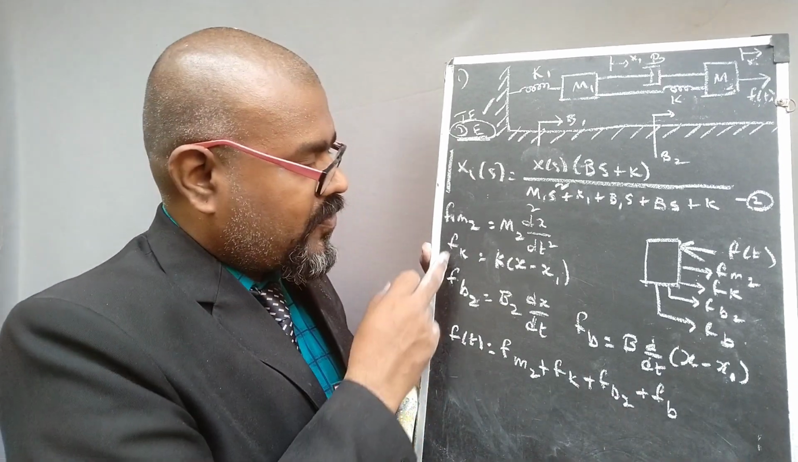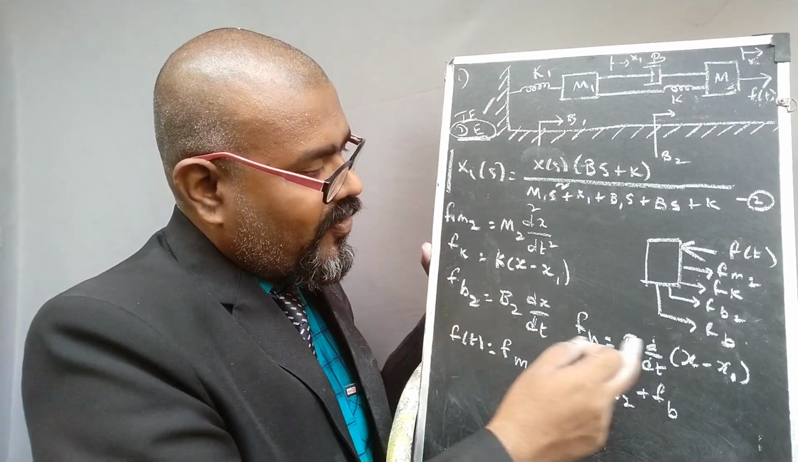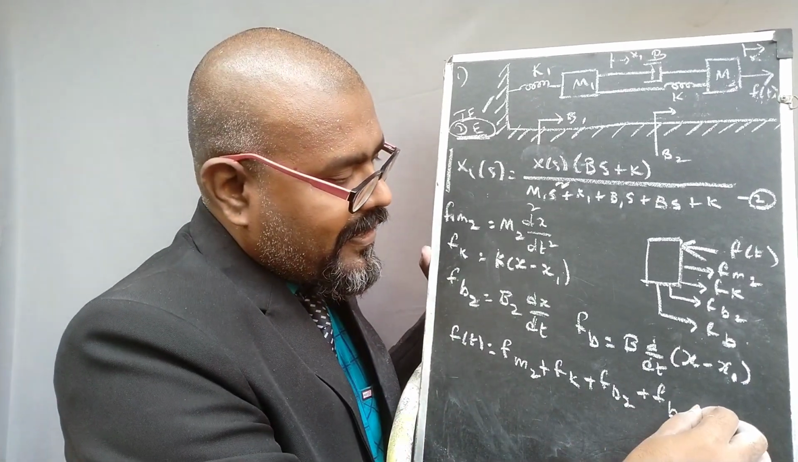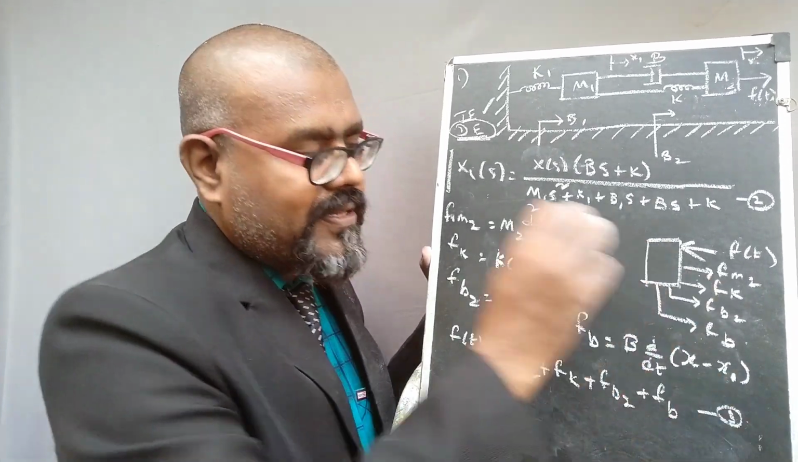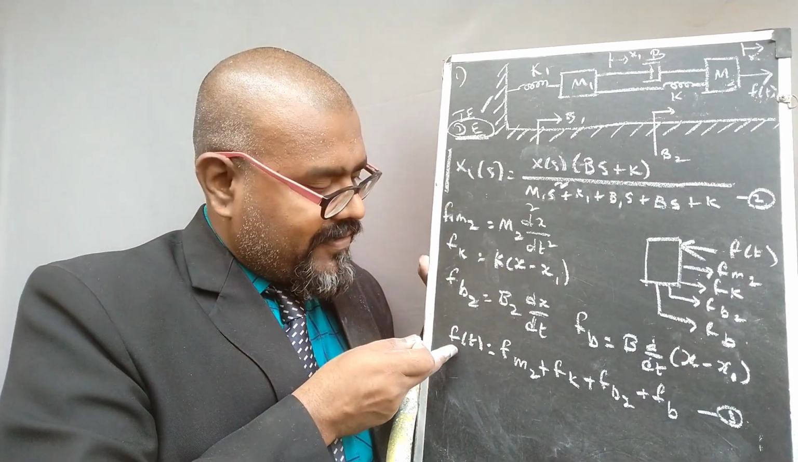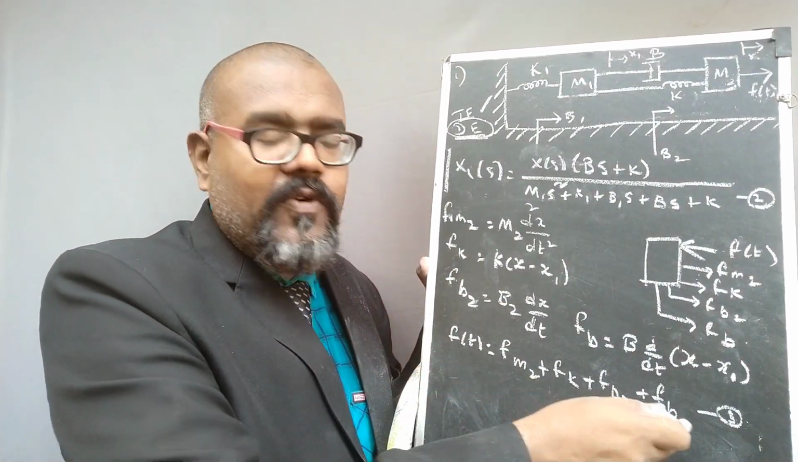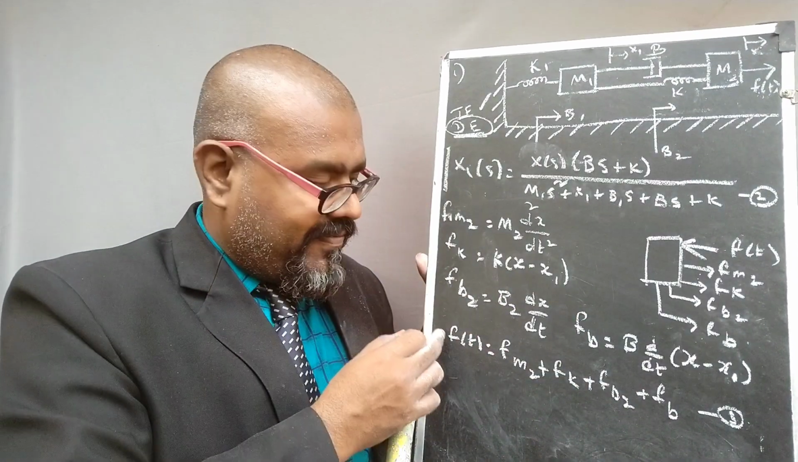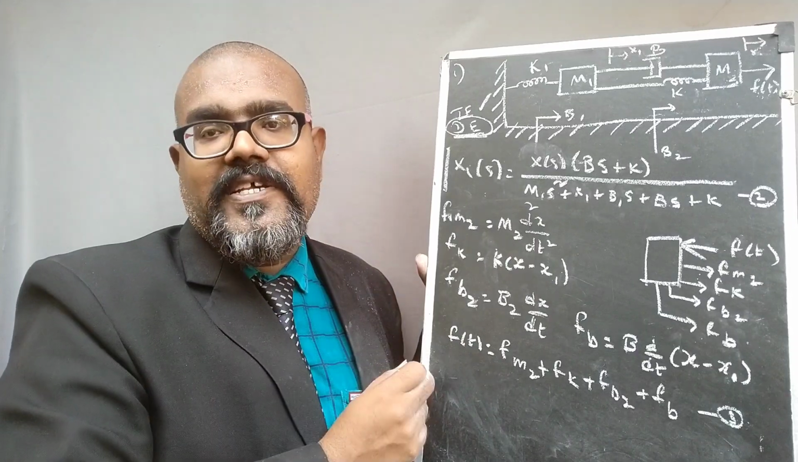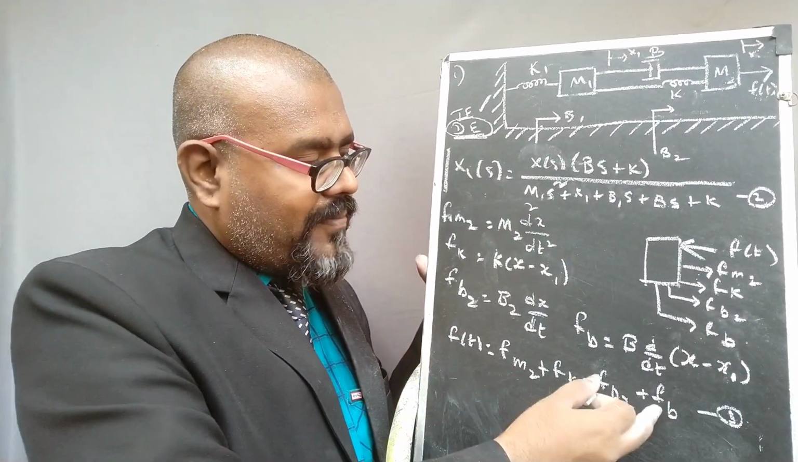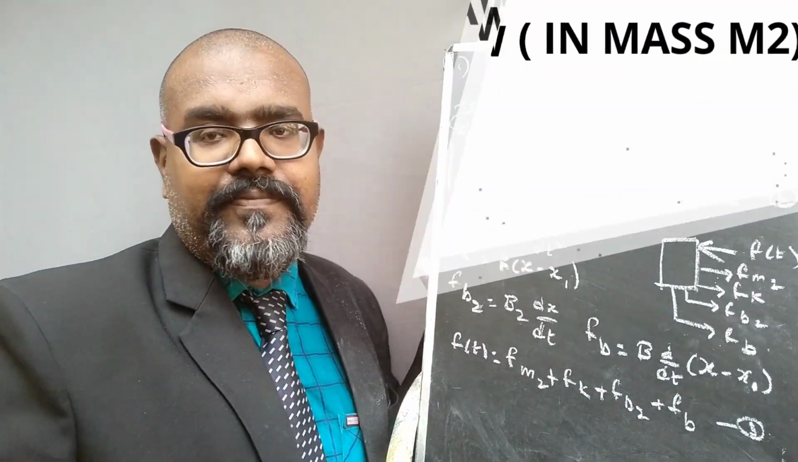That's all, I think. 1, 2, 3, 4, that's it. Okay, consider this as equation number 3. Then substitute all the things, that is the value of FM2, FK, FB2, FB and everything, and find out the Laplace transform of all the things. Then we find out the output response. Now substitute all these formulas into this equation number 3.